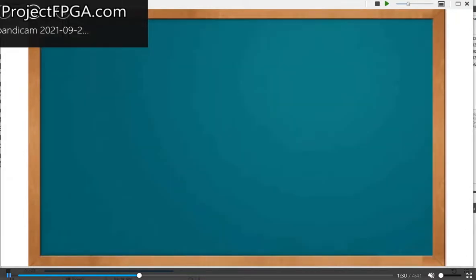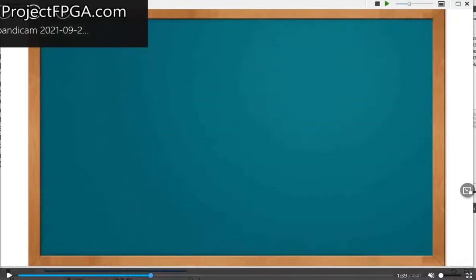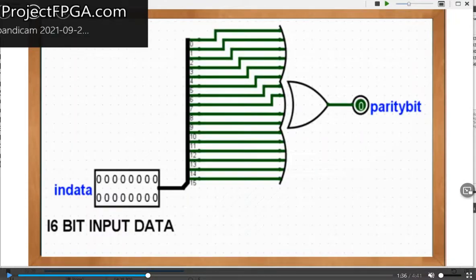I'll show you the main circuit of the parity generator. It's simply a 16-input XOR gate that takes a 16-bit data and generates a XOR gate signal from it.